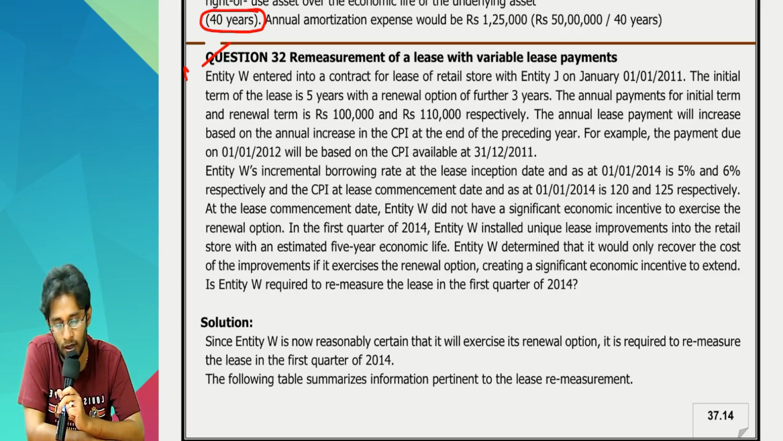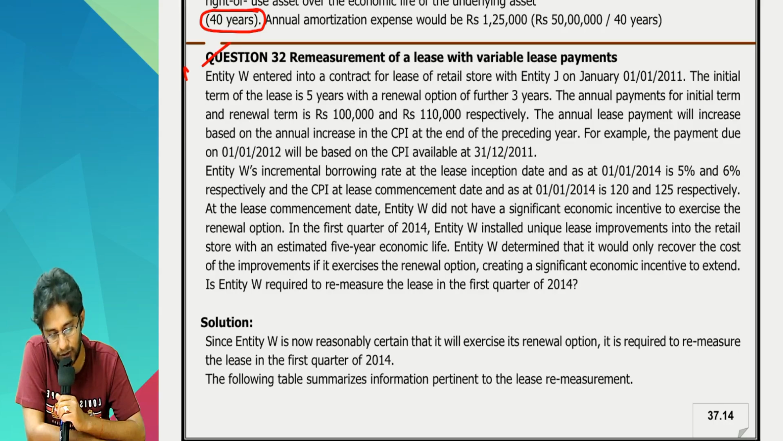Continue. Entity W's incremental borrowing rate at lease inception date and at 1/1/2014 is 5% and 6% respectively. 1/1/2014 is some other date, he will use it later on. Incremental borrowing rate is the one you will use for discounting basically. Continue. And CPI at the lease commencement date and at 1/1/2014 is 120 and 125 respectively. He is giving you the CPI. So on the commencement date it was 120. Later on, after some 3 years, it is 125.